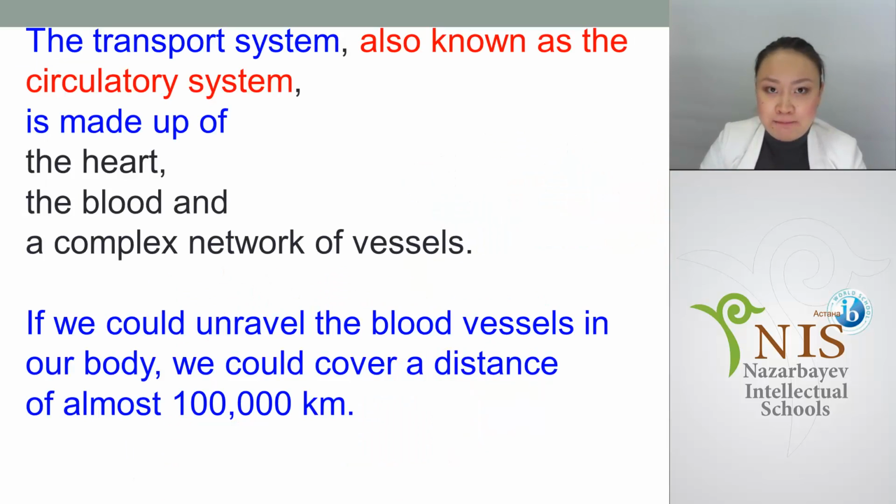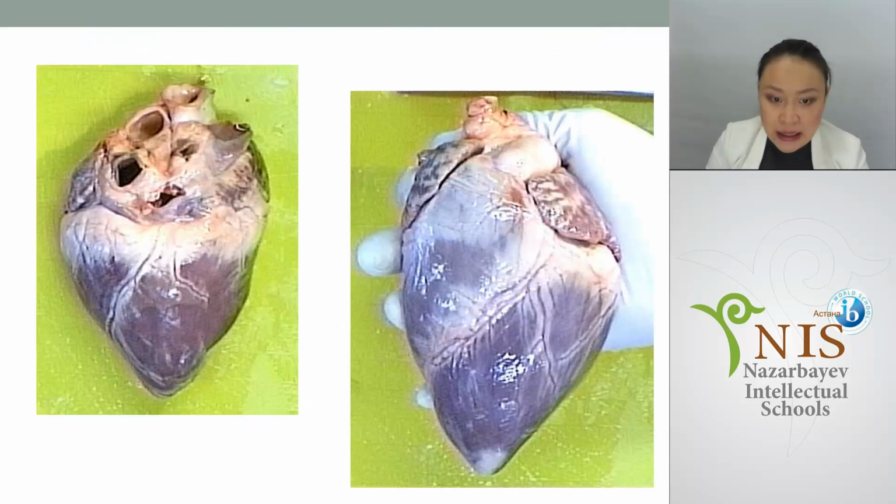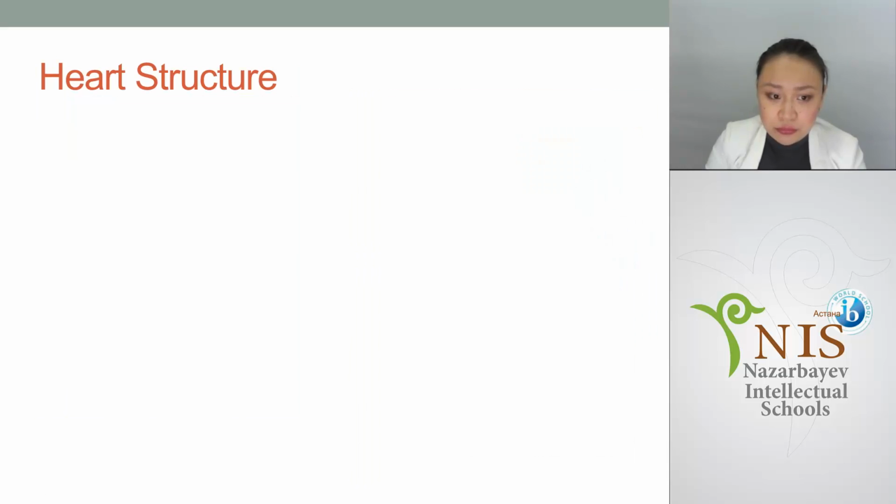The transport system, also known as the circulatory system, is made up of the heart, the blood, and a complex network of vessels. If we could unravel the blood vessels in our body, we could cover a distance of almost 100,000 kilometers. It is very, very big. This is a real human heart picture.